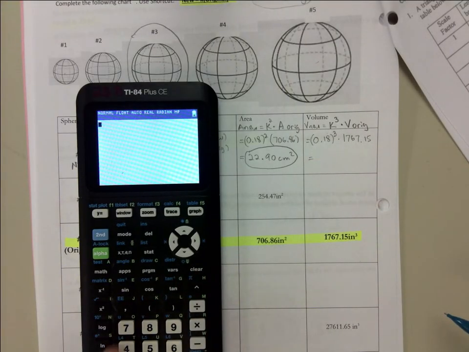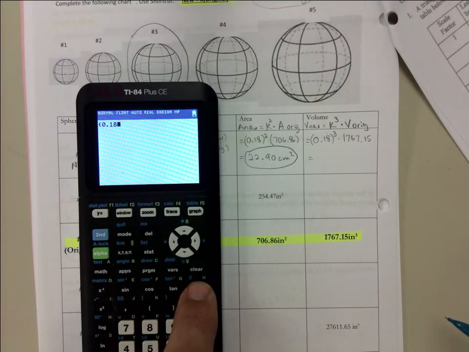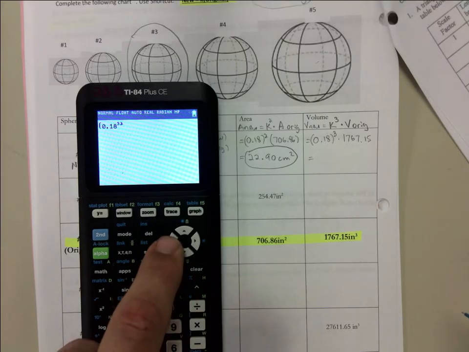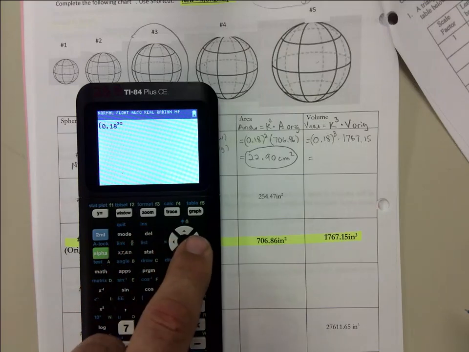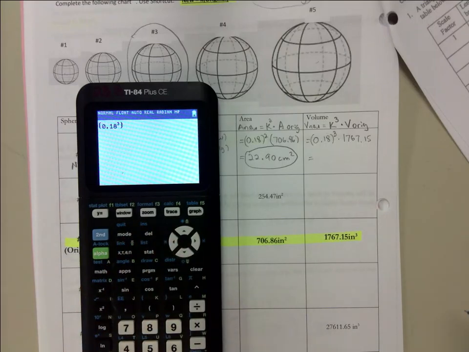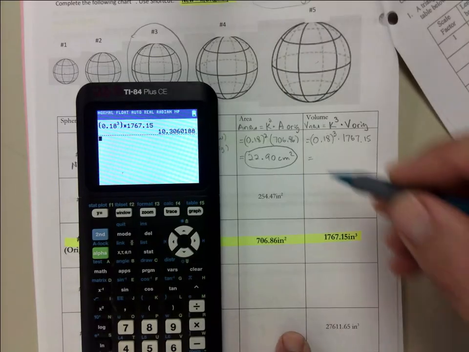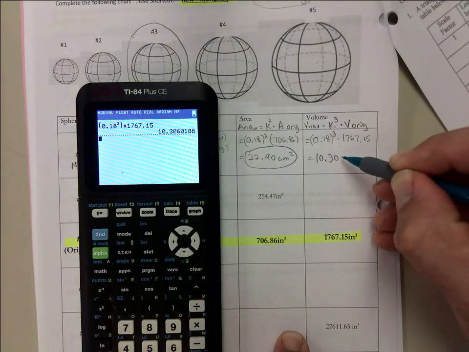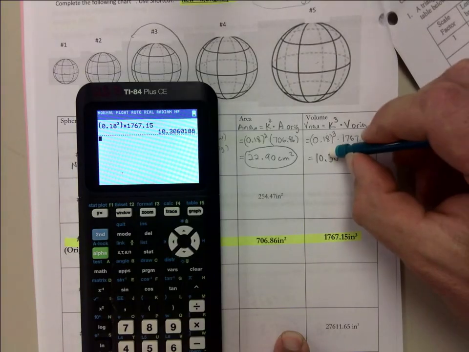So here we go. Brackets, 0.18. How do you do to the power of 3? I hope if you've been doing your homework, you came across that. I'm going to go arrow back down like that, times 1767.15. So it's 10.306, so that would be 31.